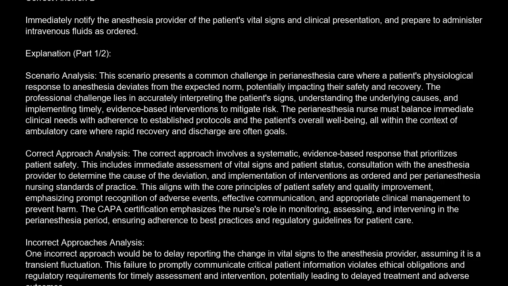Correct approach analysis. The correct approach involves a systematic, evidence-based response that prioritizes patient safety. This includes immediate assessment of vital signs and patient status, consultation with the anesthesia provider to determine the cause of the deviation, and implementation of interventions as ordered and per perianesthesia nursing standards of practice. This aligns with the core principles of patient safety and quality improvement, emphasizing prompt recognition of adverse events, effective communication, and appropriate clinical management to prevent harm.